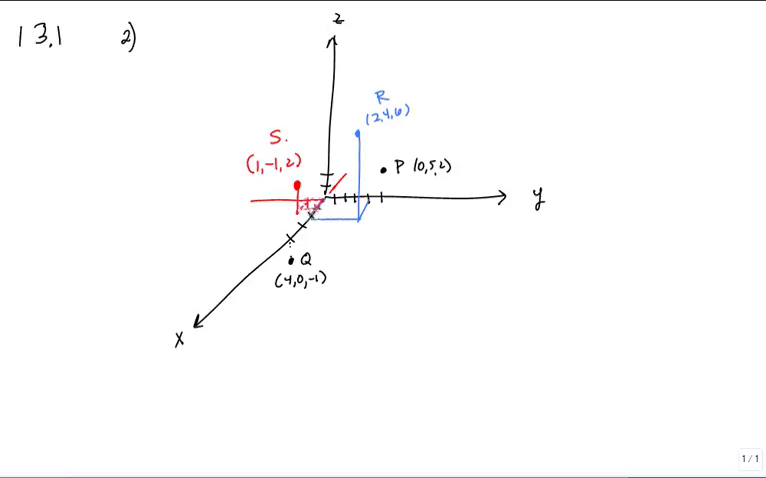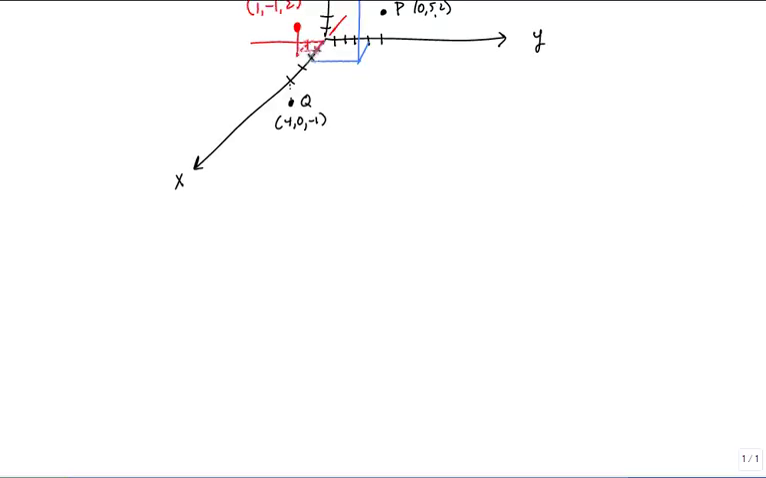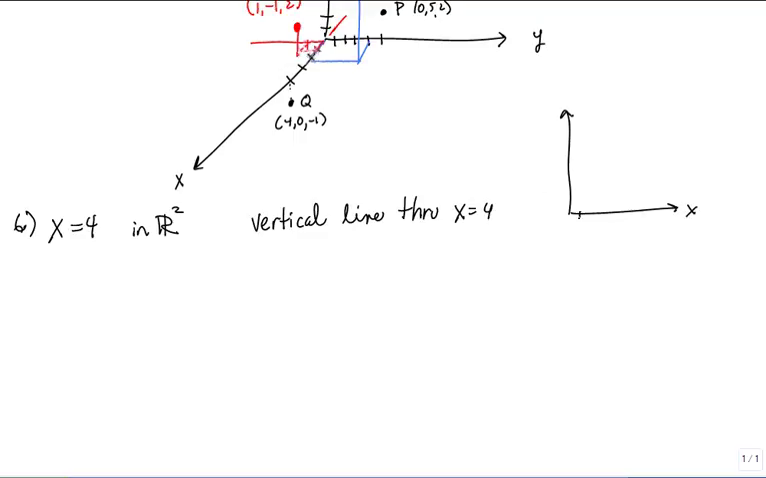Okay. Let's look at number 6. Let's go back to black. Number 6. Let's describe what x equal 4 in R2 is. That means what is it in 2 dimensions? Well, that's just a vertical line through x equal 4. So in 2 dimensions, 1, 2, 3, 4, we're just going to get a vertical line.